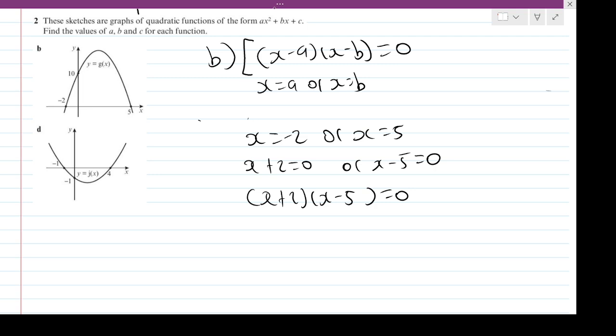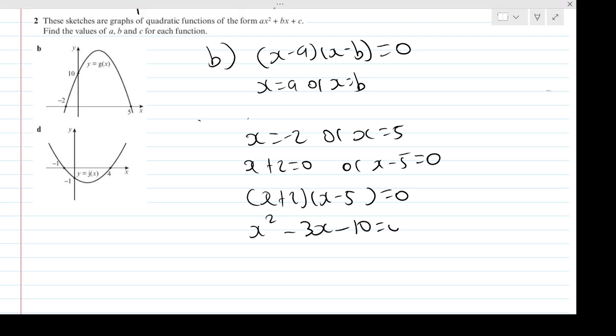Okay, cool. So then we can expand it, right? Because if you factorize, then if you expand it, you get the original thing back. So if you expand these brackets, you're going to have x squared minus 5x, add 2x, that's going to be minus 3x, minus 10 equals 0. But that's actually a quadratic, right?